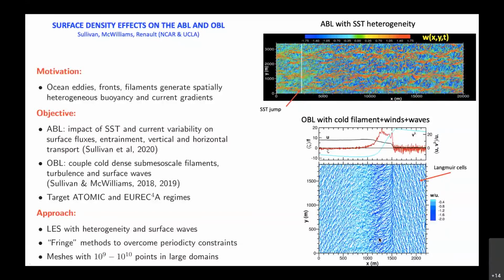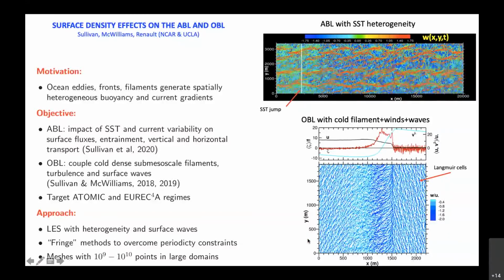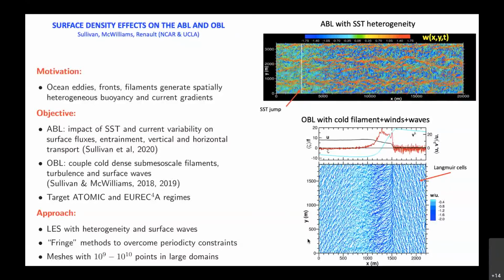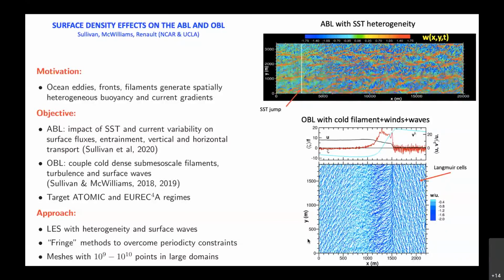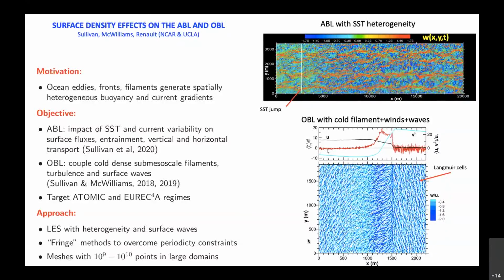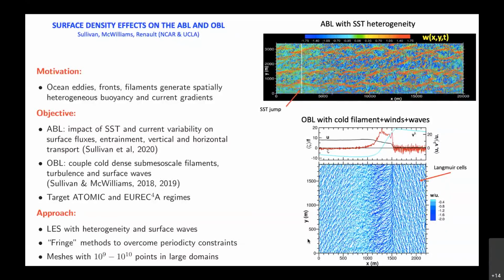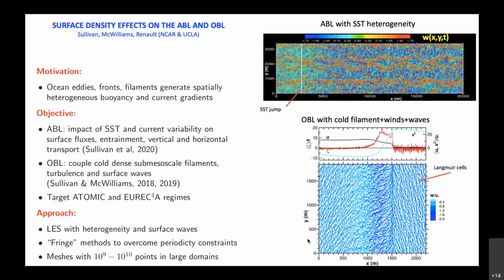So this is a very interesting and very informative early simulation that is highly relevant to the ATOMIC program, because it shows how the ocean front interacts with the wind, waves, and boundary layer processes to characterize the spatial and temporal scale of the response.